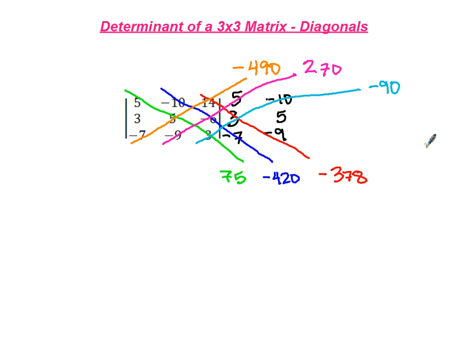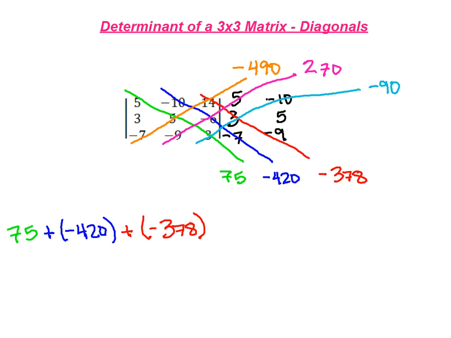Now that I've found all of my products, I'm going to need to either add or subtract the values depending on which way I had multiplied. My values that I multiplied from the upper left down to the lower right, I will add those values together. So 75 plus negative 420 plus negative 378.